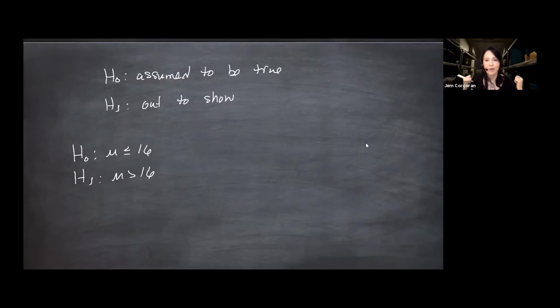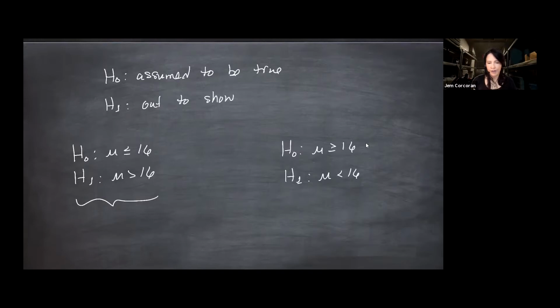But if you're the consumer advocate group yelling with your torches in the street because the chip company is ripping you off, then you're going to assume that the true mean is greater than or equal to 16, and you are out to make your case that really the true mean is less than 16. So this is the point of view of the manufacturer, and this is the point of view of the public in this particular example.